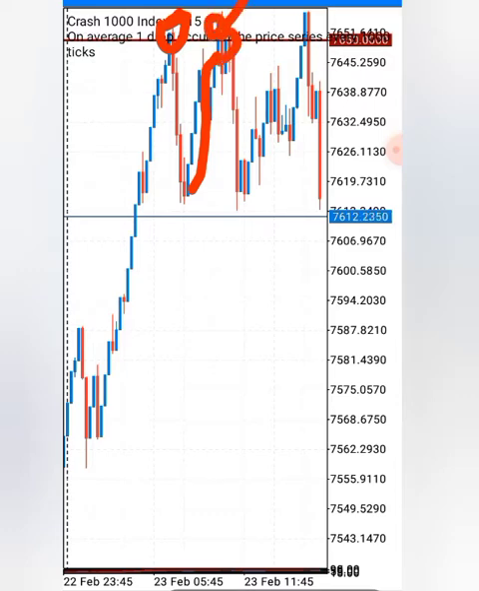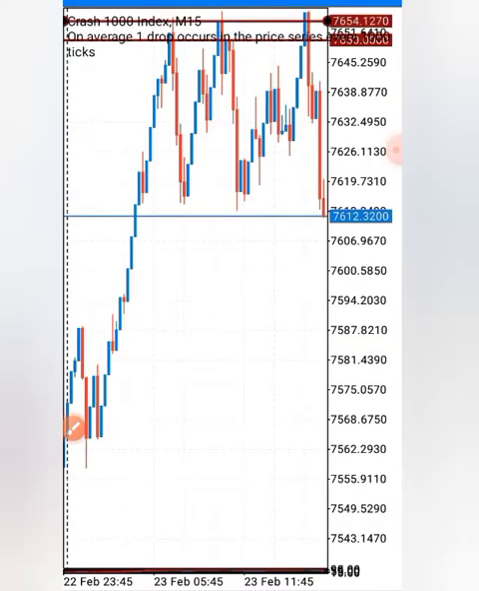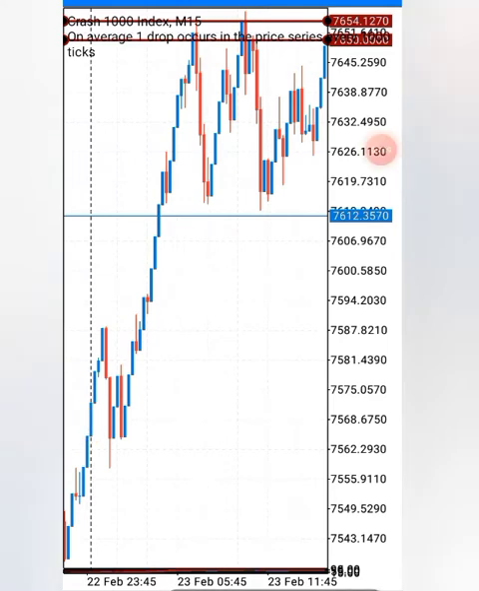Okay, this is just very simple: the previous swing high and the psychological level. So now, what are you going to do? Pull another horizontal line and place it at the extreme, at the wick of that very swing high, the previous swing high. Place the horizontal line there.